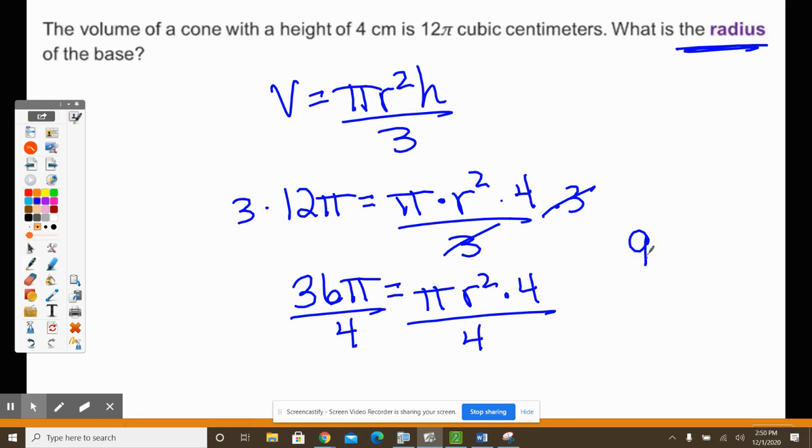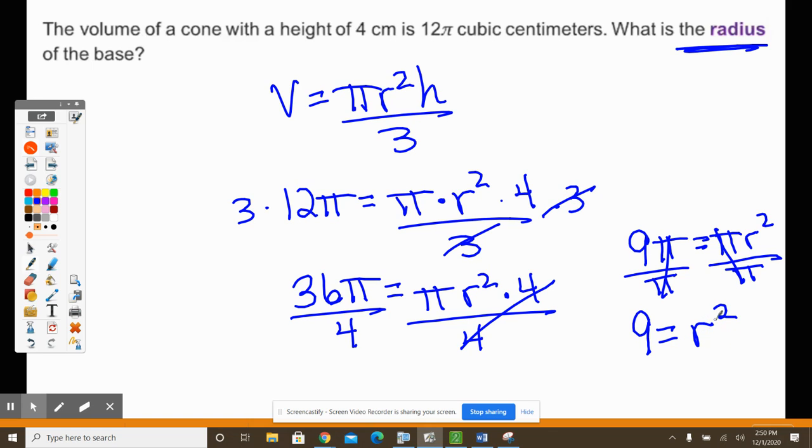Now I get 9 pi. Those 4's are gone, and that's pi r squared. Now remember, I'm getting pi by r by itself. So we need to move the pi by dividing by pi, and they both cancel. And we get 9 is r squared.